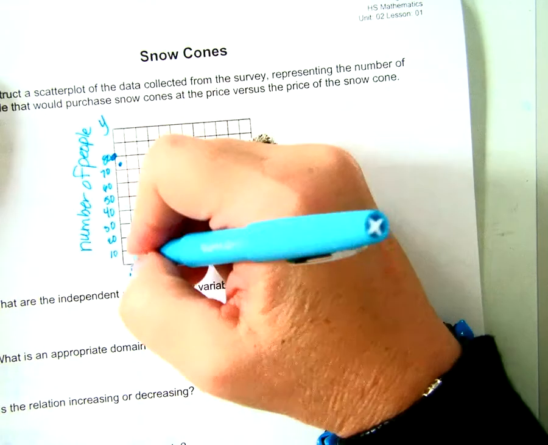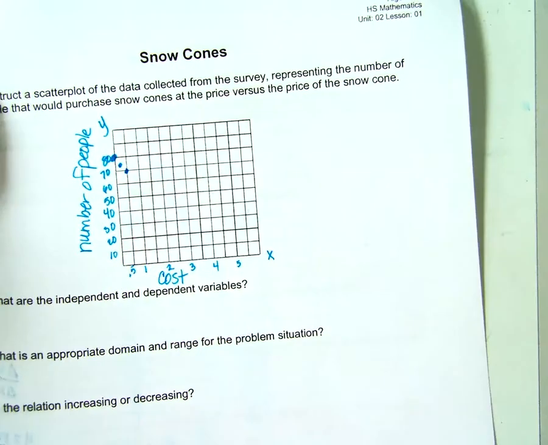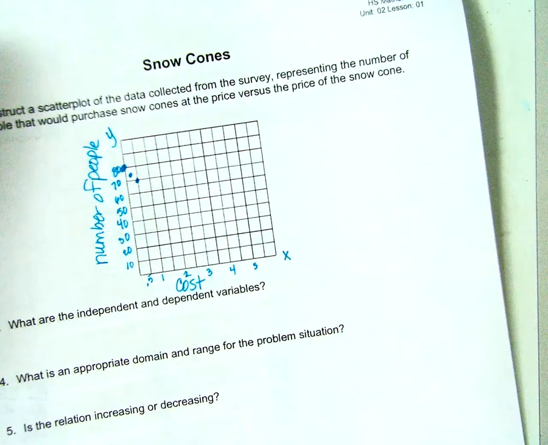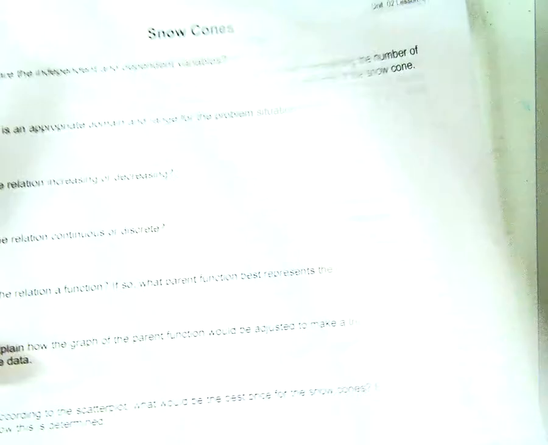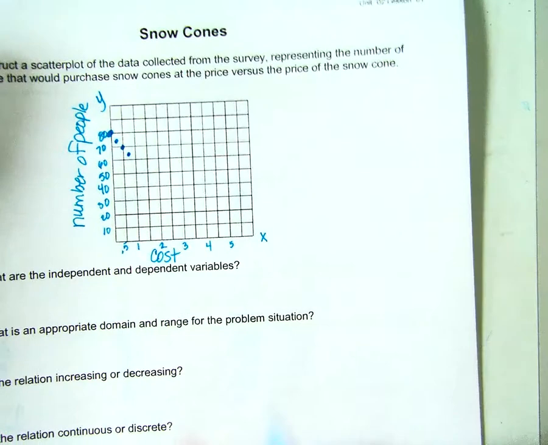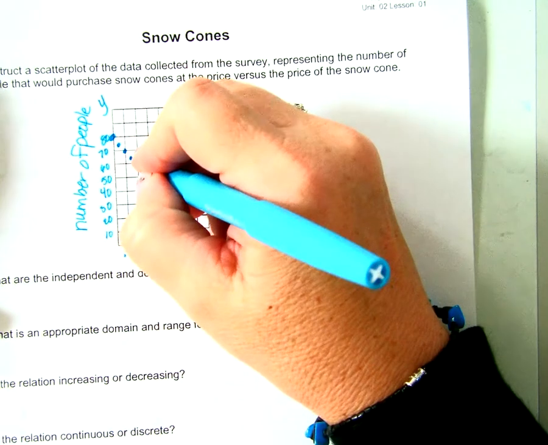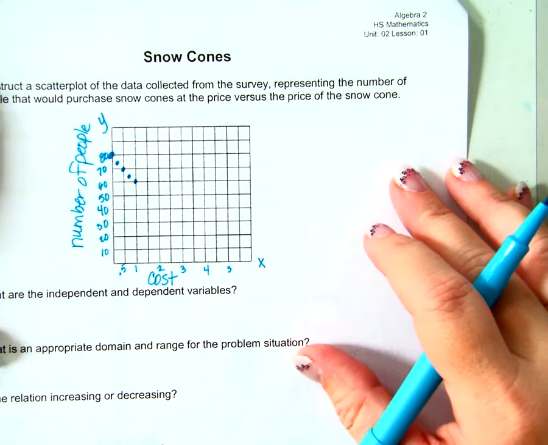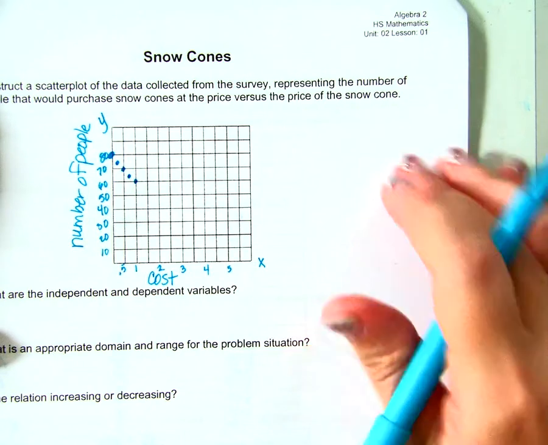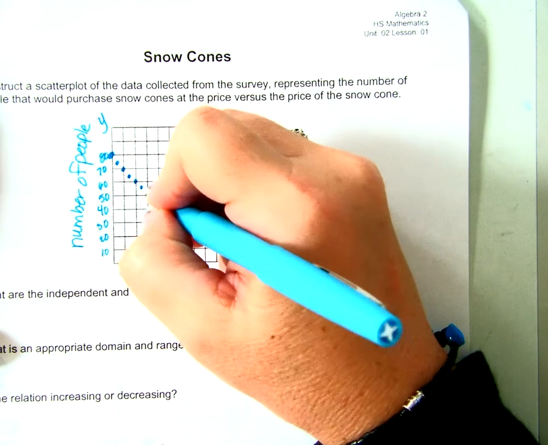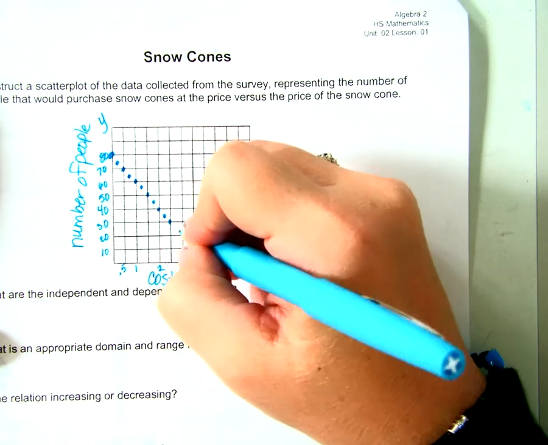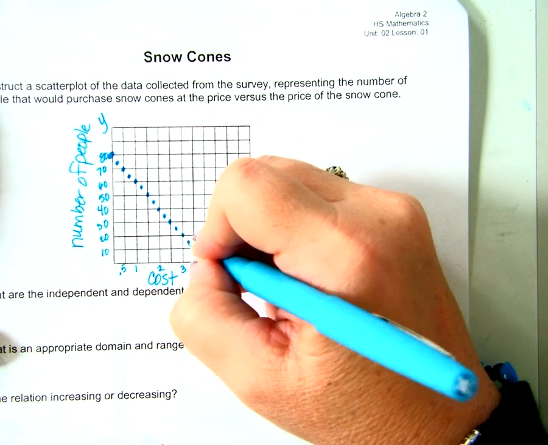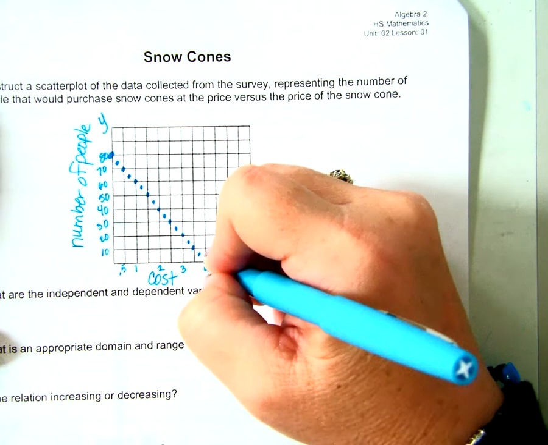0.5 is 70. 0.75 is 65. 1 is 60. Anybody starting to see a pattern here? Do I need to keep looking back at the table, or can I go on the pattern? And I can check, right?